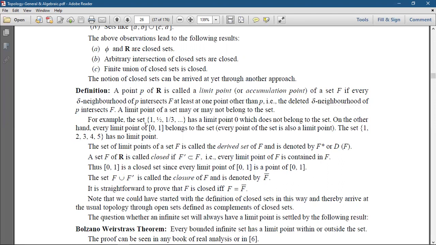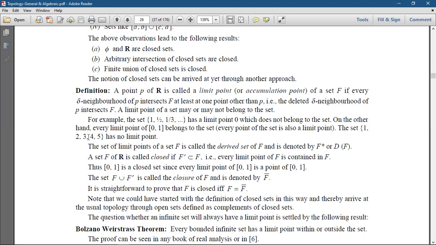For example, the set 1, 1/2, 1/3, ..., 1/n, ... to infinity has a limit point 0, which does not belong to the set, because 0 is not there in the set.